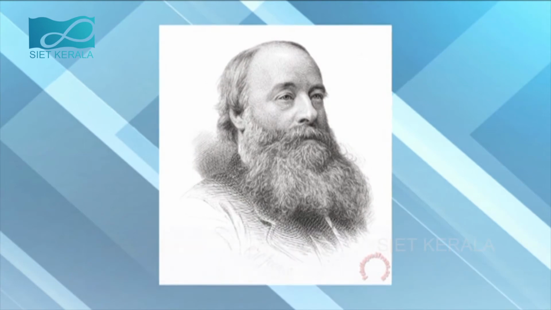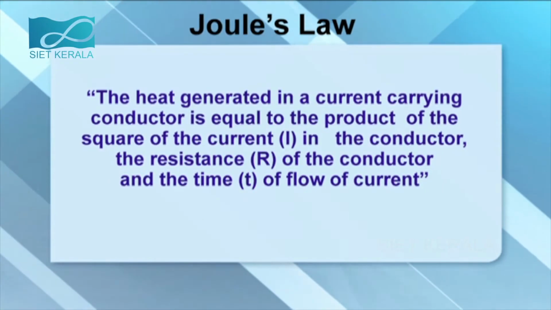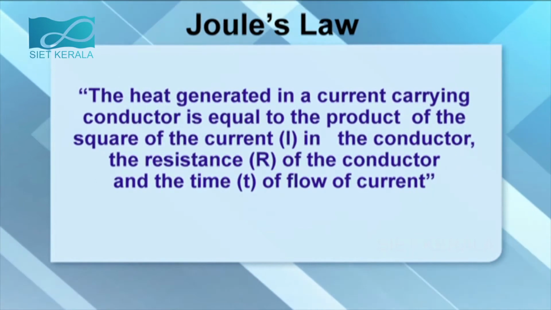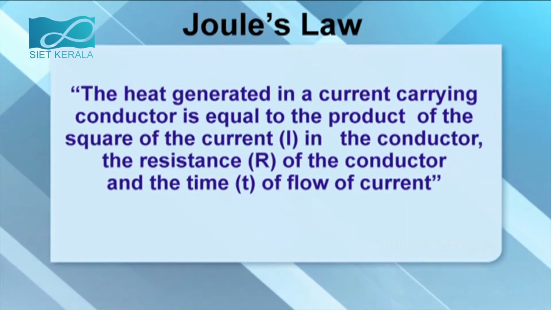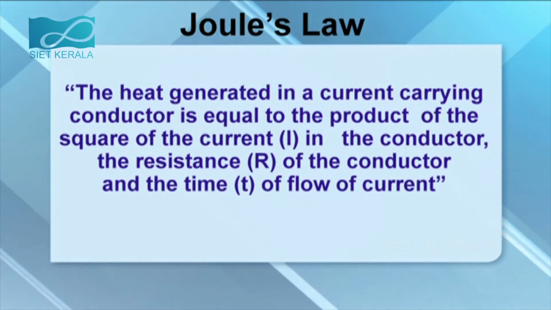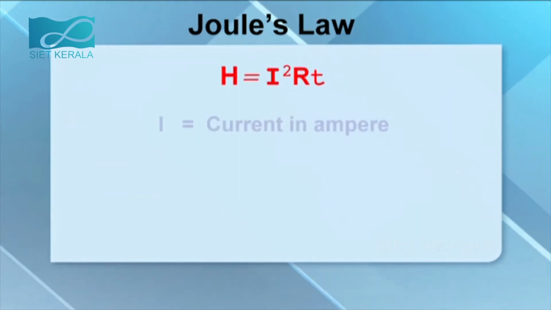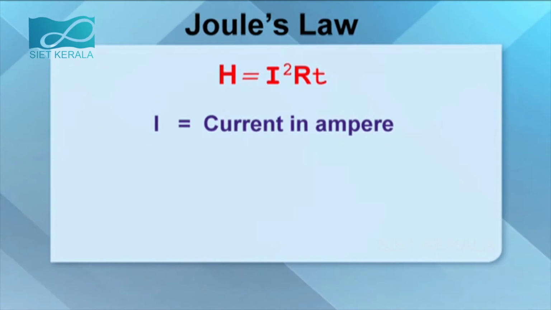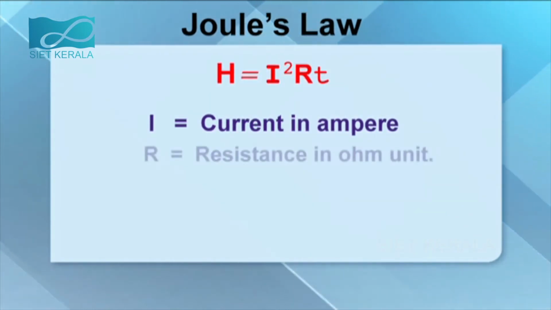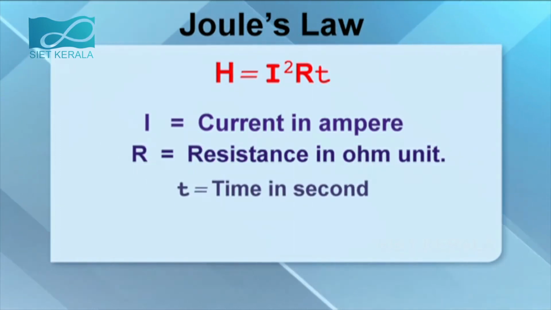The scientist James Prescott Joule formulated Joule's law, connecting all these ideas. The law says that heat generated in a current carrying conductor is equal to the product of the square of the current I in the conductor, the resistance R of the conductor, and the time of flow of the current, which is T. If H is the heat developed in joule, then H equals I squared RT, where I is the current in ampere, R is the resistance in ohm, and T is the time in second.